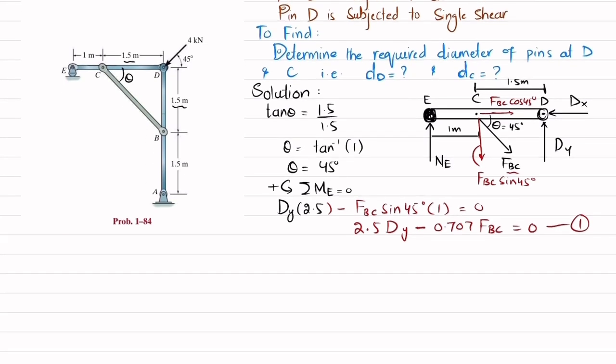Now we'll apply another equation of equilibrium, that the sum of all forces along the x direction must be equal to 0, and force in this direction is taken as positive. So you can see one force is this one, which is FBC cos 45 degrees, and second is this one.